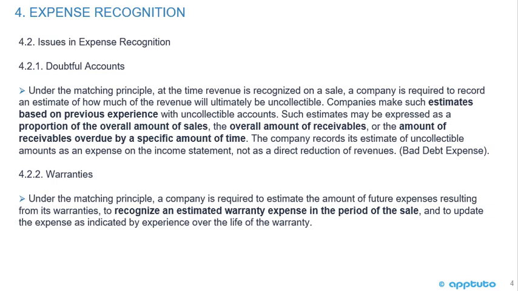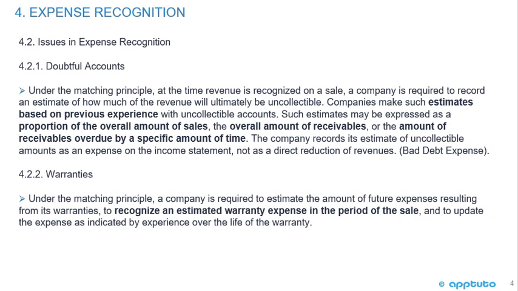Such estimates may be expressed as a portion of the overall amount of sales, like 2% of sales, or the overall amount of receivables, like 5% of accounts receivable, or the amount of receivables overdue by a specific amount of time, 10% of receivables over 90 days, for example. The company records its estimate of uncollectible amounts as an expense on the income statement, not as a direct reduction of revenues. And I've put there, we record that as a bad debt expense at the time of the sales.